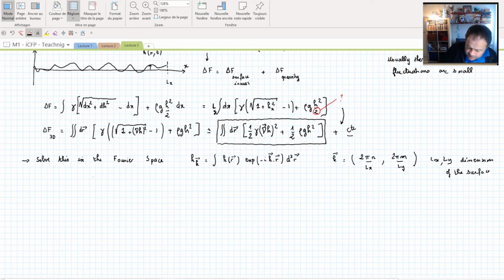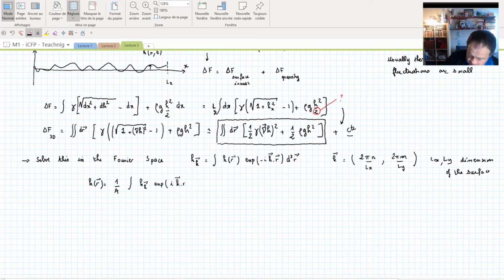Well, with this convention, just to note, we'll say that h of r will be 1 over A, the sum of the h_k times the exponential, and we sum over the k vectors. Okay with that?